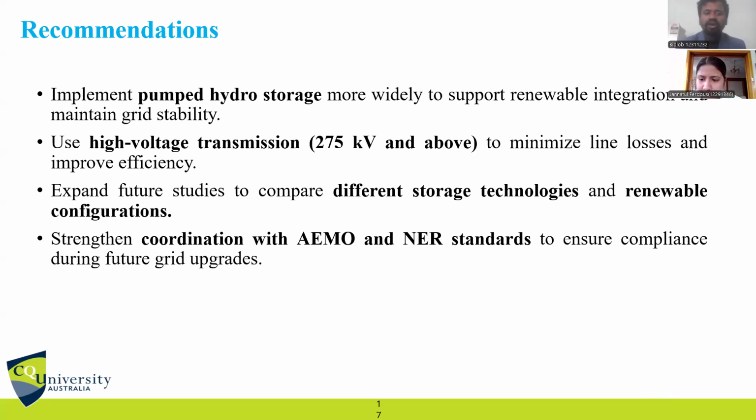We recommend broader implementation of pumped hydro storage to support renewables. High voltage transmission, 275 kilovolt and above, should be used to minimize losses. Further studies could compare different storage technologies and explore long-term system impacts. And finally, closer coordination with AEMO and NER will be essential during future grid upgrades.